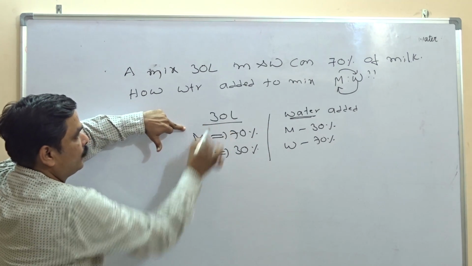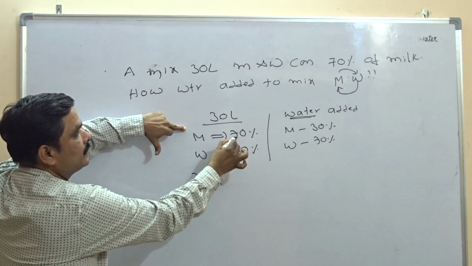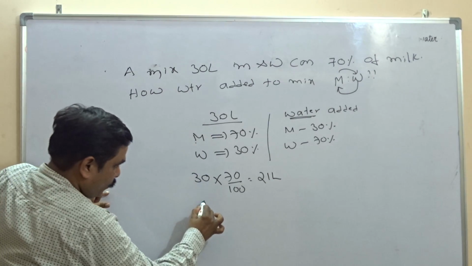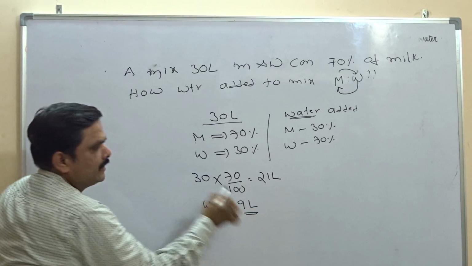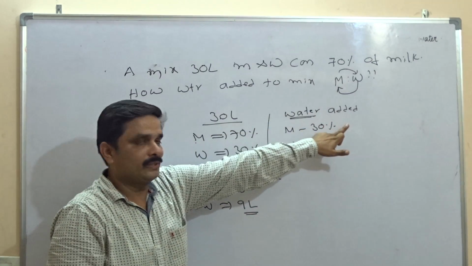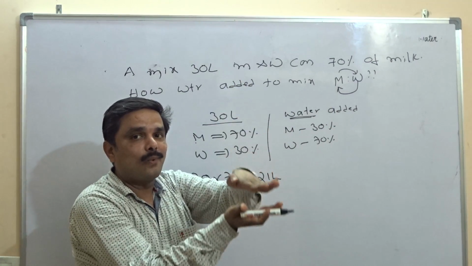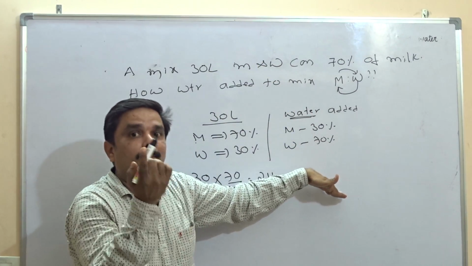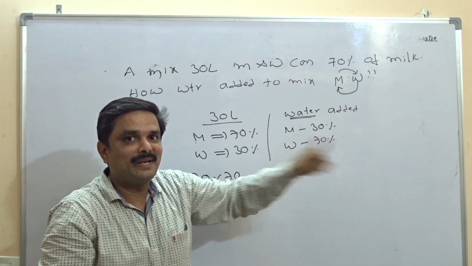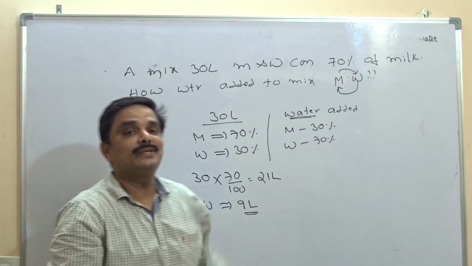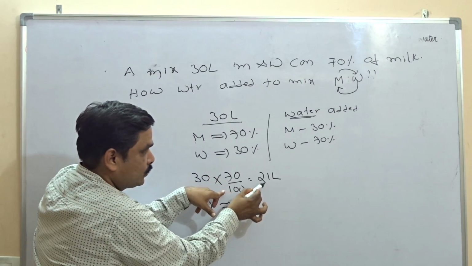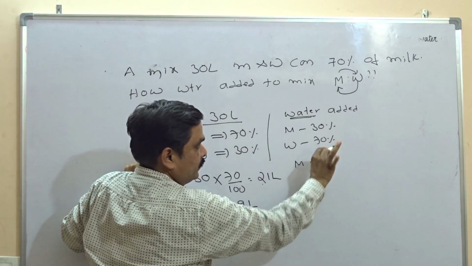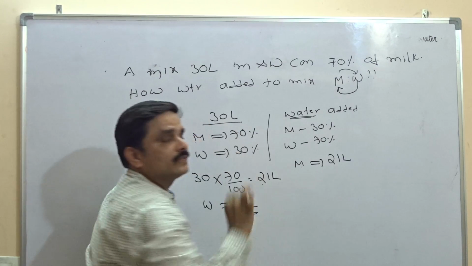Here, out of 30 liters, 70% is milk, which is nothing but 21 liters. And of course water is the rest, 9 liters. Now, in the new mixture, I need to decrease the percentage of milk, not quantity, by adding water. What does it mean? As I just told you, the quantity of milk is not changed. In the previous case it was 21 liters. Even now it should be carried forward. In the resultant new mixture, milk should be 21 liters.